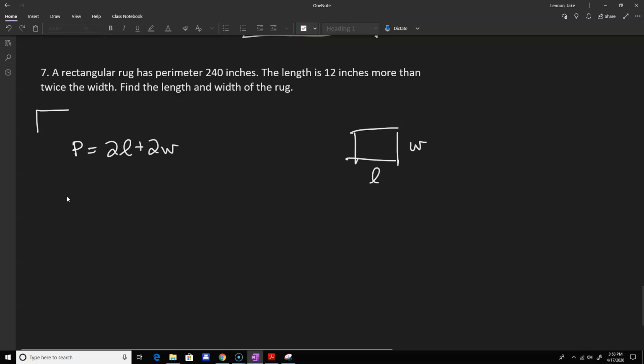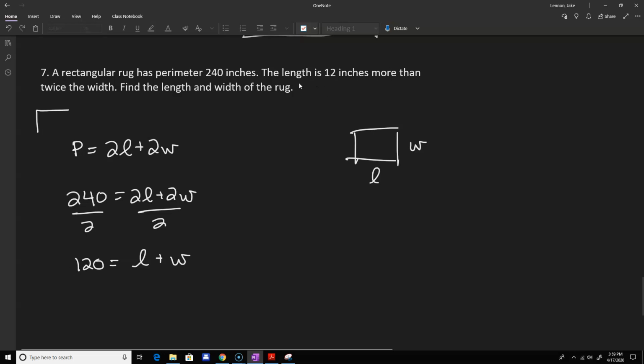So we know the perimeter is 240, so 240 equals 2L plus 2W. And then actually you can simplify this a bit by dividing by 2 on both sides. So you'd end up with 120. 2L over 2 is just L, and 2W over 2 is just W. So we have 120 equals L plus W. So that's what we can learn from the perimeter.